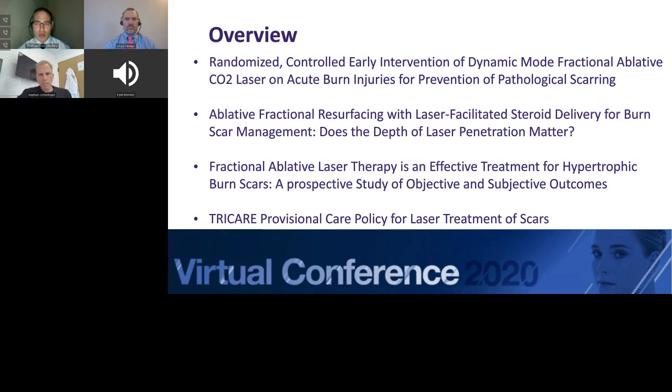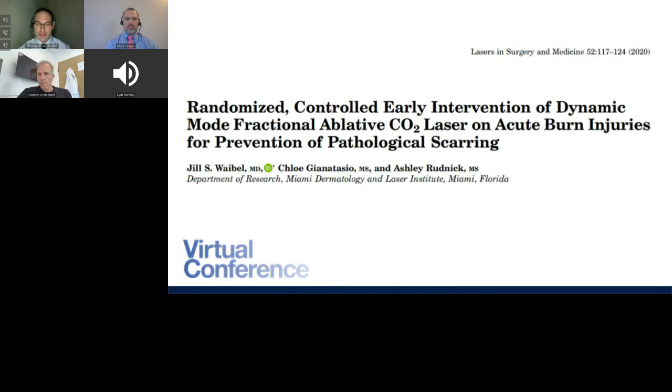So the first study published by Jill Weibel recently, randomized control early intervention of dynamic mode fractional ablative CO2 laser on acute burn injuries to help prevent, and the key here is to prevent pathologic scarring. So some of the old dogma that we've already heard be challenged with our speakers tonight is how early can you treat a burn scar? You ask 10 different doctors, 10 different surgeons, you might get a couple different answers, but objectively, this group sought to treat scars within 3 months, as long as the skin was epithelialized, meaning it was closed, it wasn't oozing, it didn't require any bandaging. These patients were thought for enrollment.